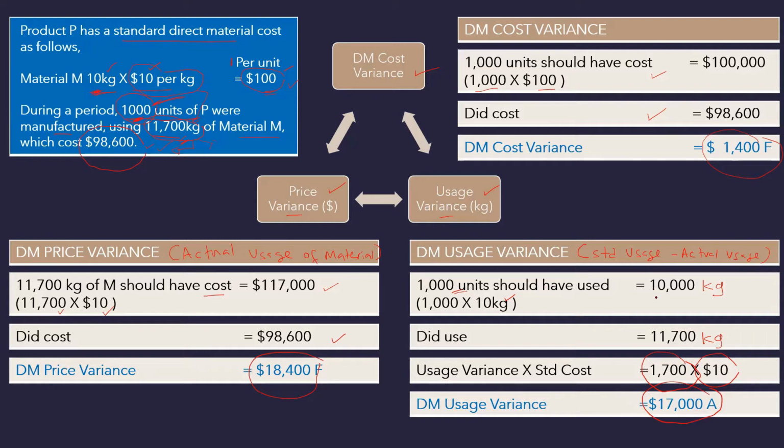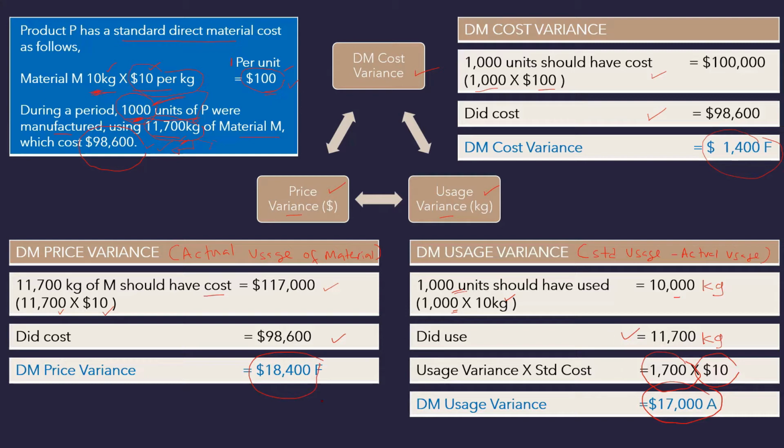Why? We were planning to use 10,000 kg to produce 1000 units, whereas we used 11,700 kg, more materials being used to produce 1000 units. So therefore, it's an adverse variance.